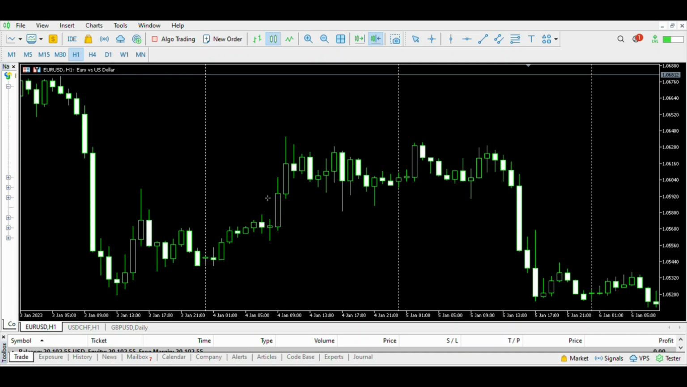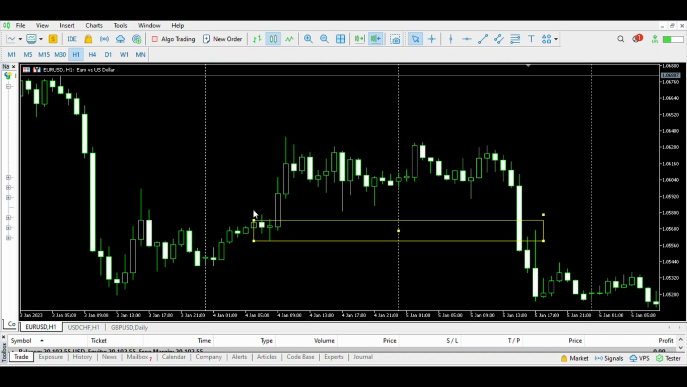So this is my demand zone here. I will draw out this box here, and this is where I'm looking to take my entry.